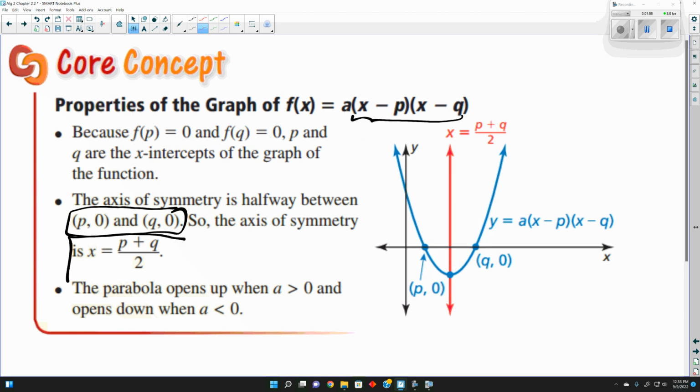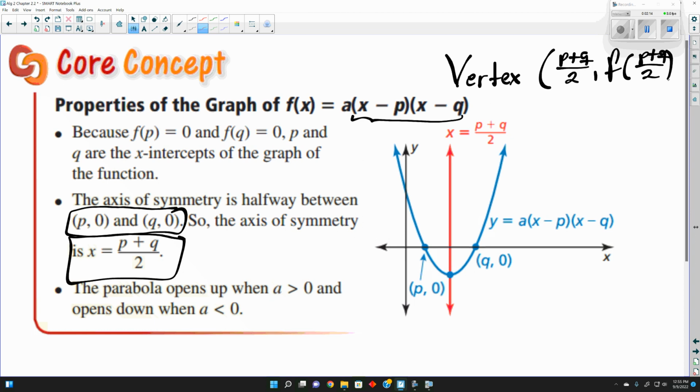And the axis of symmetry is given to us by the equation x equals (p plus q) over 2. And it works out that the vertex is the point ((p plus q) over 2, f of (p plus q) over 2), because again, the axis of symmetry goes through the vertex. Then, just like we did with standard form yesterday, we plug that value back in. Questions on this so far? I'd definitely make sure you have the vertex written down because it's not listed on the notes.